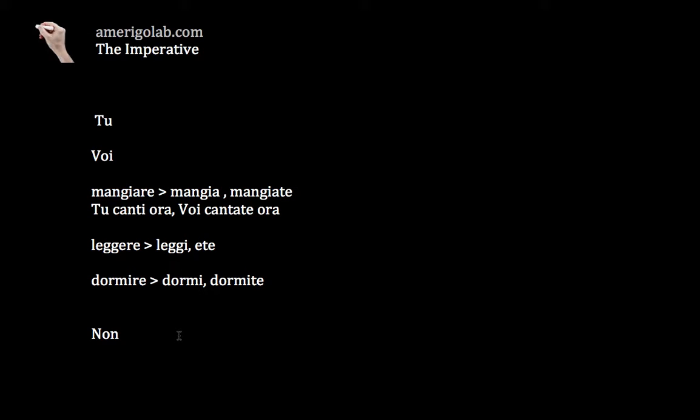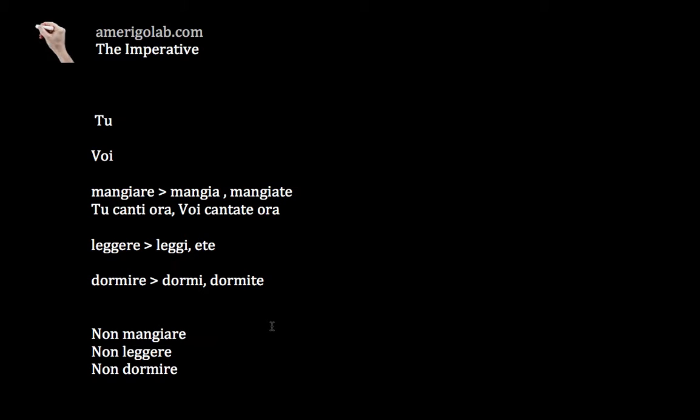So non mangiare, non leggere, non dormire. This is the negative form for the tu person. So to form the negative for tu, you must take non and you must use the infinitive form of the verb.